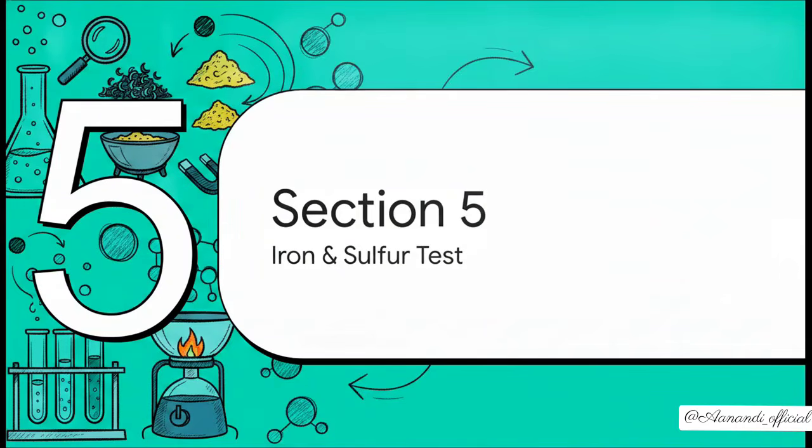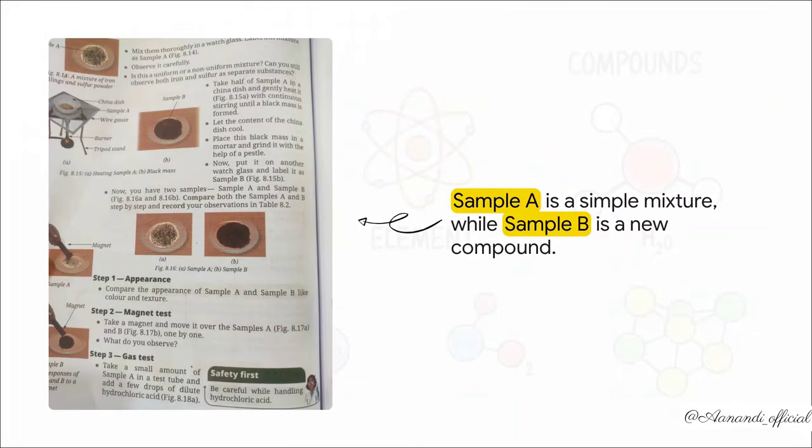All right, Section 5, the iron and sulfur test. Let's move to a classic laboratory experiment to really lock this in. This is the ultimate detective test to show the dramatic difference between a simple physical mixture and a chemically bonded compound. We have two samples here. Sample A is a simple, non-uniform physical mixture of dark iron filings and bright yellow sulfur powder, just physically sitting together in a dish. Right next to it is sample B.